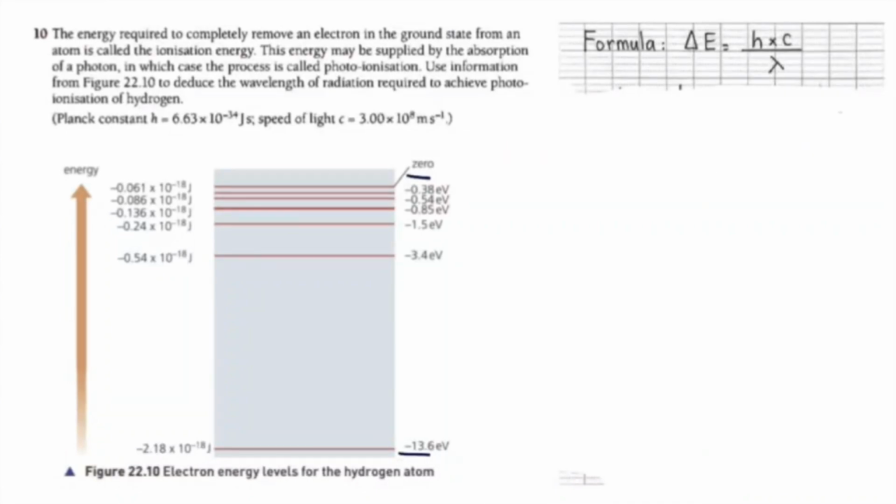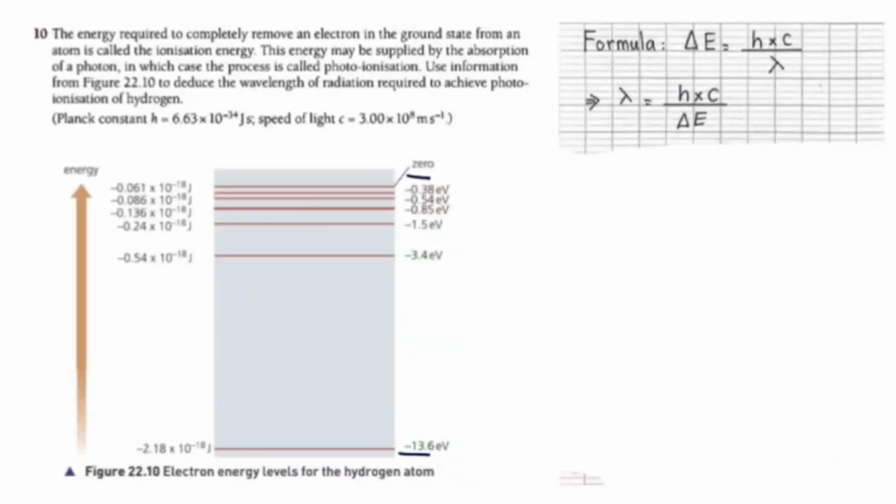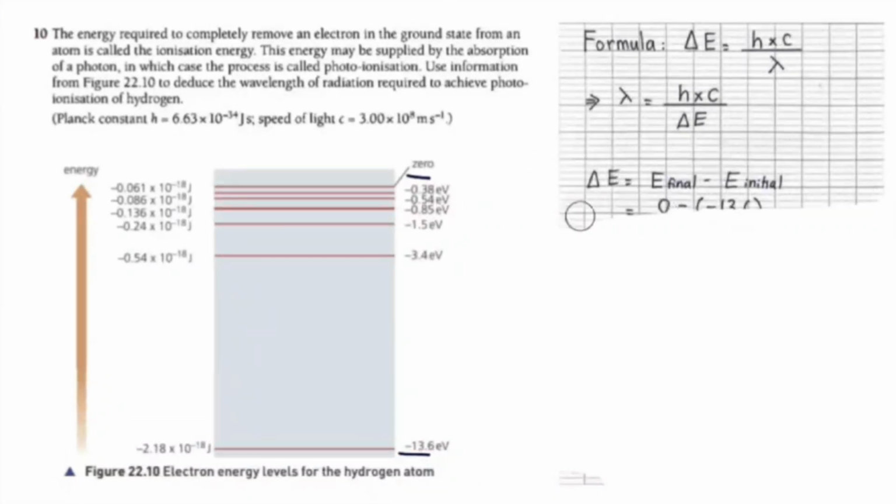Now we just need to rearrange the equation, and this is what we got. h and c are constants and already given. We only have to find delta E, which is E final minus E initial. The final is the free state, which is 0 electron volts, and the initial or ground state is negative 13.6 electron volts. Minus it and we get 13.6 electron volts.